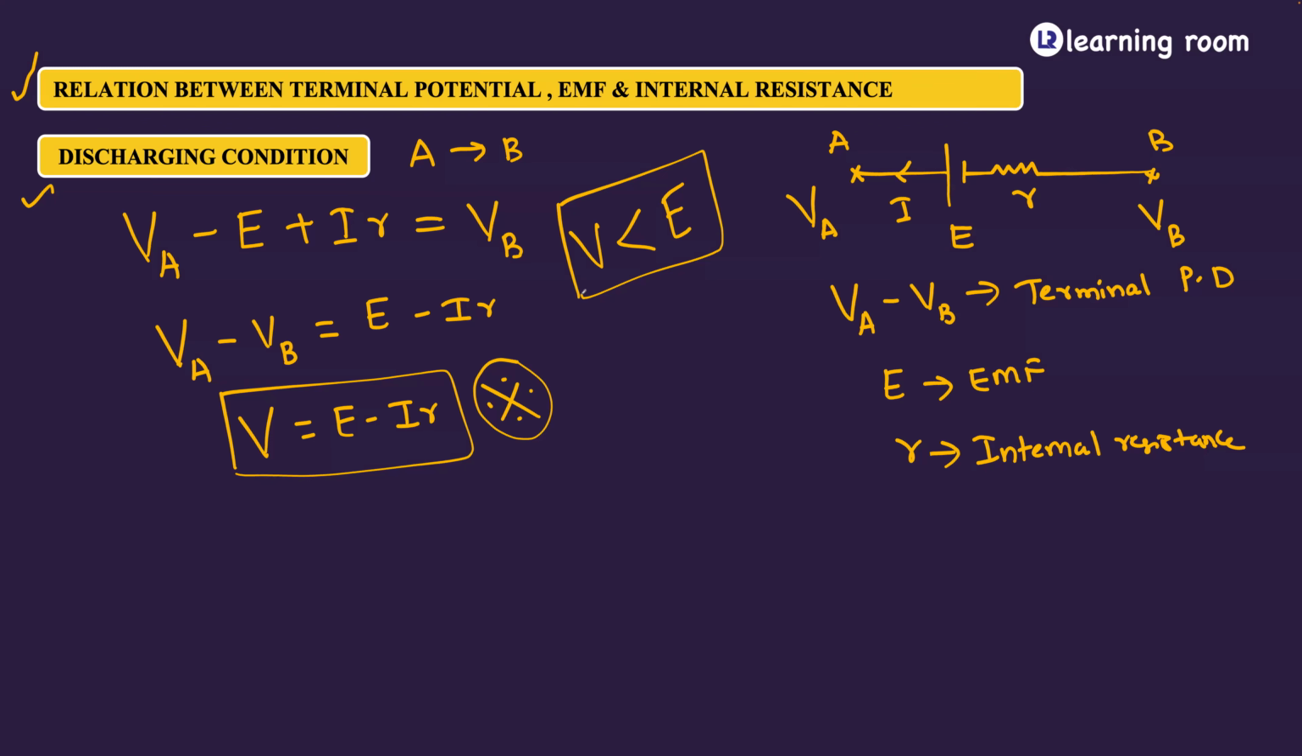Resistor external connect pannu. Internal resistance is offered by the electrolyte itself. The resistance offered by the electrolyte of the cell itself is what is called as internal resistance.